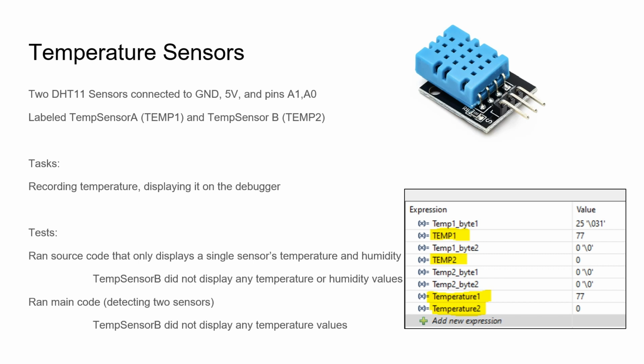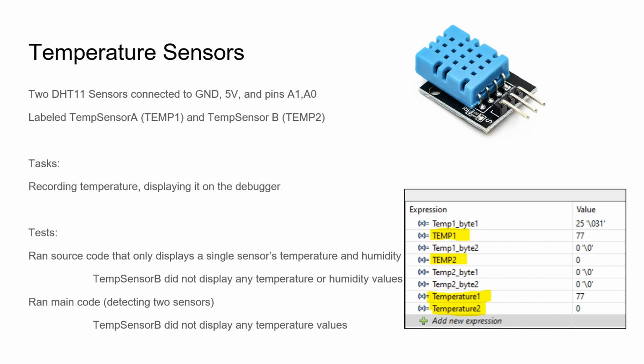These temperature sensors are specifically DHT11 sensors. They record both the temperature and the humidity data, but for this project we just needed the temperature data, and we were able to see the temperature data using the debugger under the live expression tab. For temperature sensor A, the temperature variable that I use is temp1, and for temperature sensor B I use temp2. So those are the naming conventions.